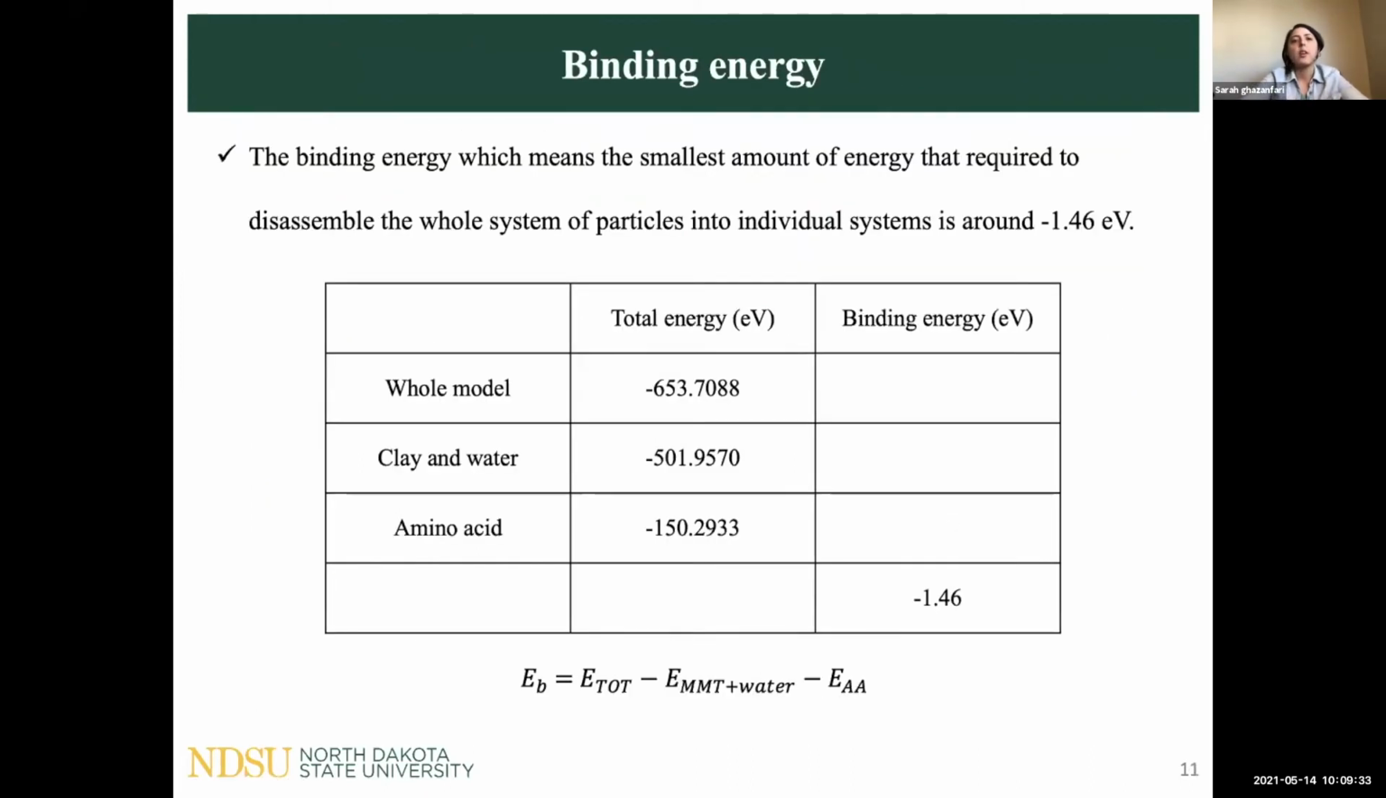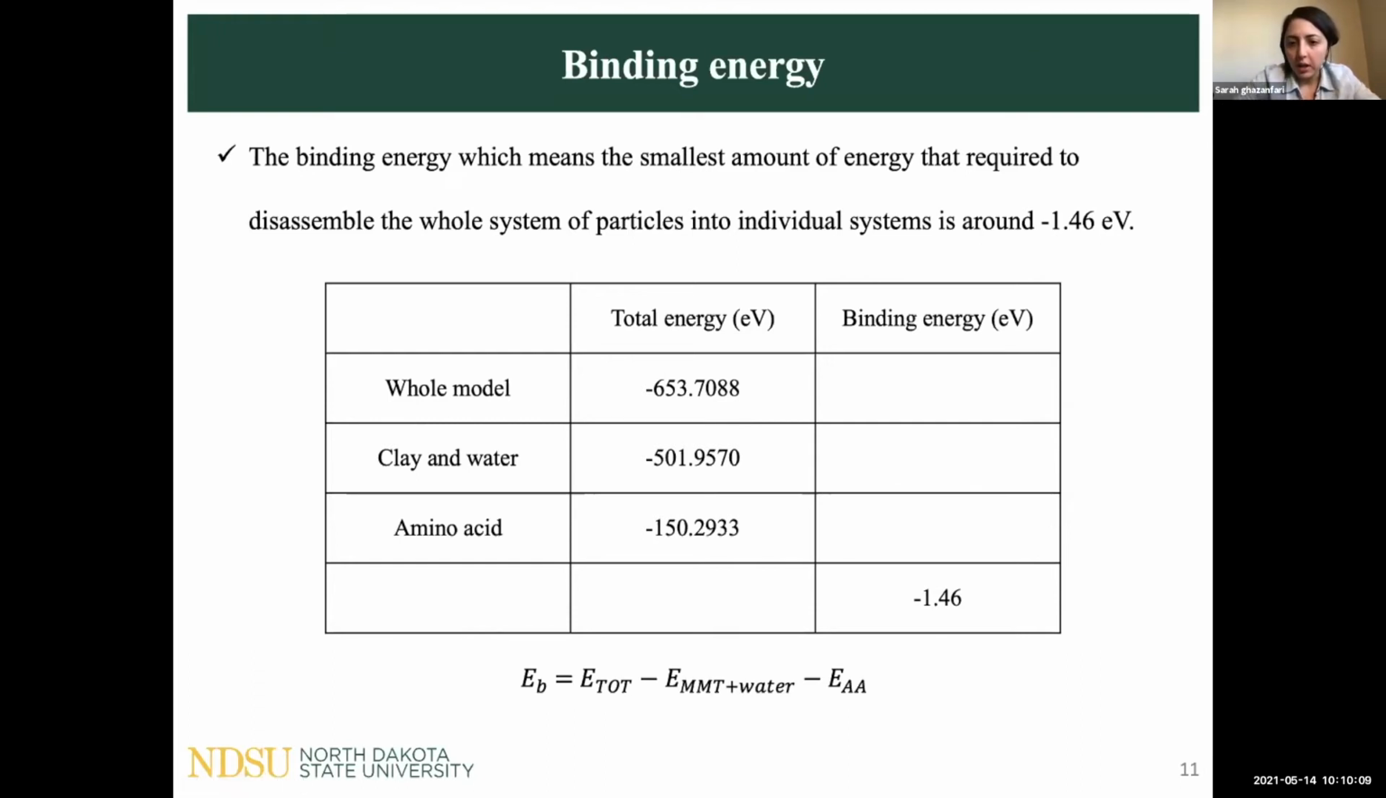After that, we wanted to calculate the binding energy of the system, which means the smallest amount of energy that is required to disassemble the whole system into its individual particles. By using this formula, the total energy of the whole system minus the total energy of the Montmorillonite plus water minus the total energy of the amino acid system, we can see that the binding energy is around minus 1.46 electron volt.